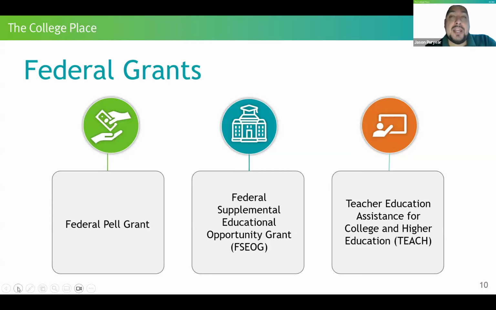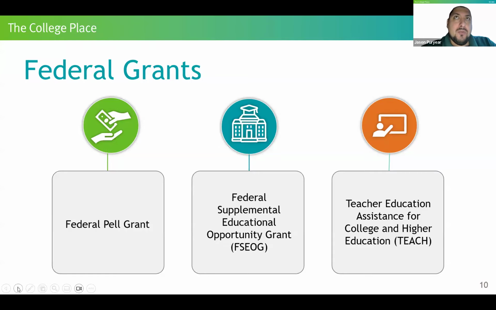The Federal Supplemental Educational Opportunity Grant, or FSEOG fund, is similar to Pell in that it is a need-based award. But the difference is that these dollars are given directly to colleges and universities to disperse to the students who are enrolling at their institution.